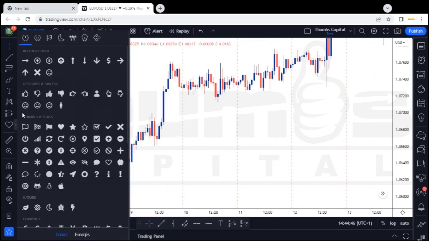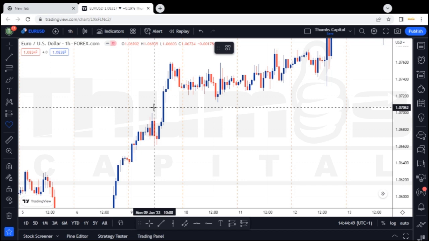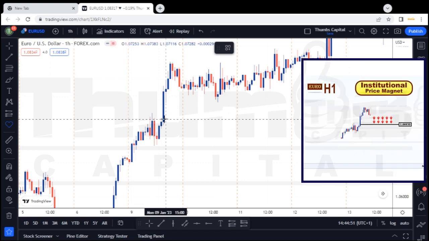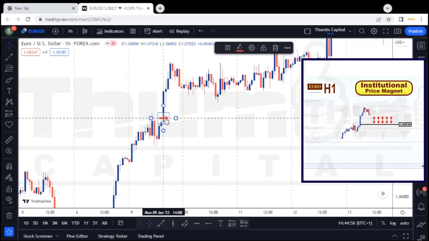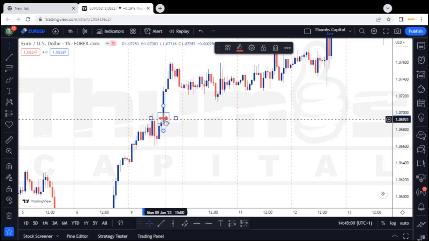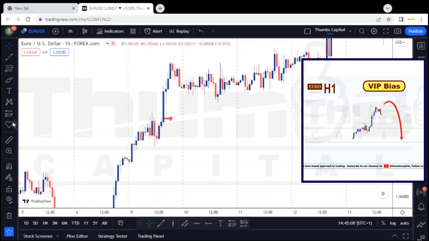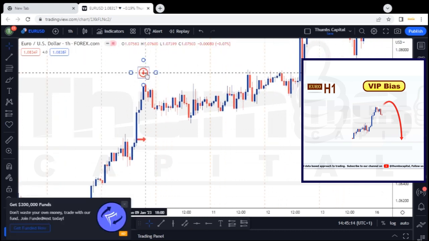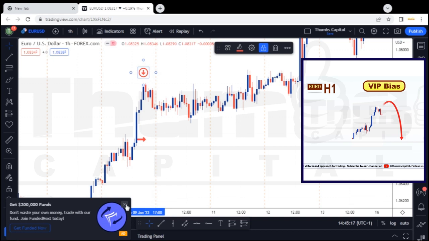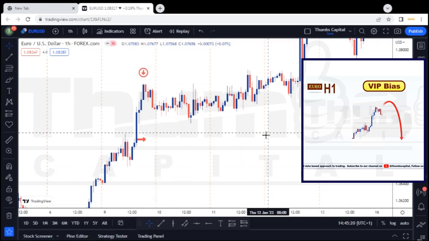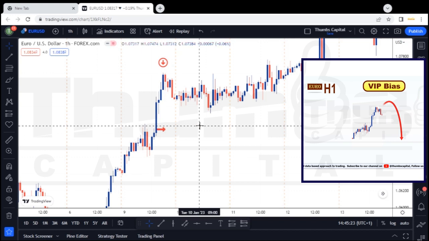There was no institutional pending order on that day, but we got a bearish price magnet level at 1.06930. Let's go ahead and mark that with a red forward facing arrow. The next data for the day is VIP bias for a sell. So I'll mark that right here with a down facing red arrow. Although I did not mark it on my personal chart because I did not have any sell setup or bearish reversal pattern on that day, for the sake of this video, let's keep it there. That's all the data for Monday trading.